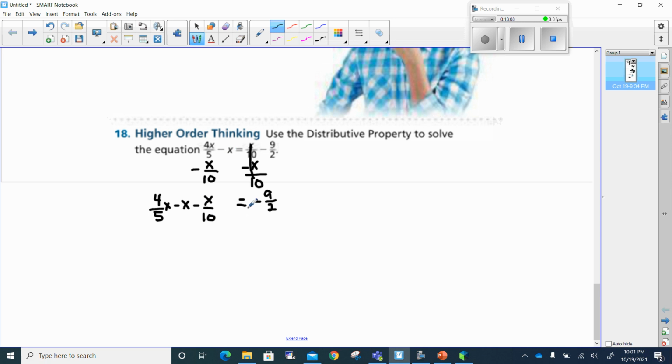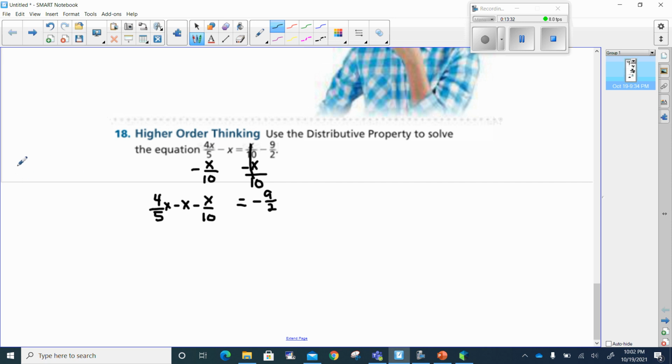All of that is going to be equal to 9 over 2. The reason I did it this way is so I could actually use distributive property. It's the only way that I know how to use distributive property in this problem, because distributive property means I get to factor something out of all this. And the one thing in common between 4/5 x, negative x, and negative x over 10 is x. So now I'm going to go ahead and factor it out.